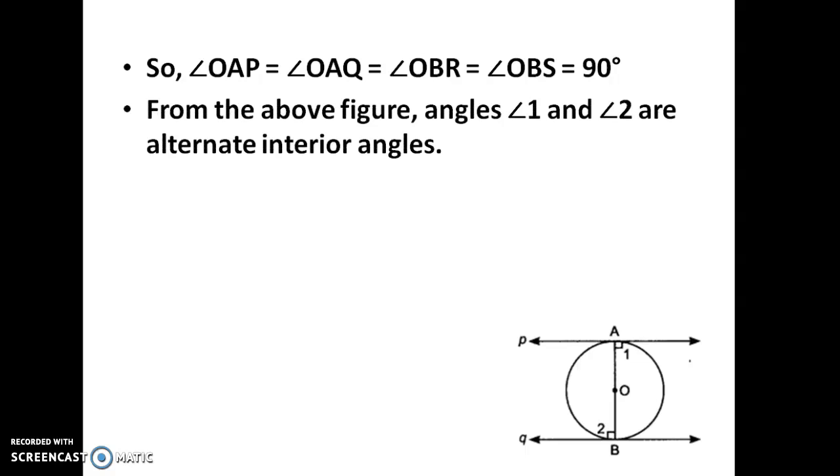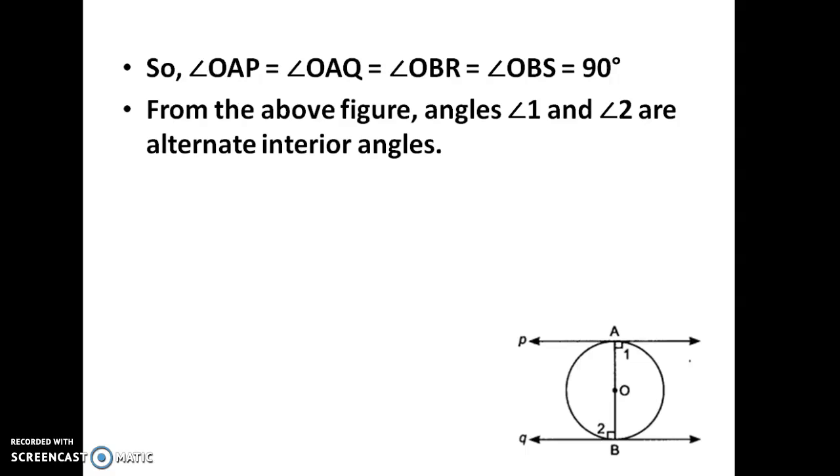From the above figure, angle 1 and 2 are alternate interior angles. In order to avoid confusion, we have written 1 and 2. This is angle 1 and this is angle 2. What angles are they? They are alternate interior angles. Interior angle means they are between the two lines, inside the lines. Alternate means one is on the right, one is on the left. That is called alternate interior angles.